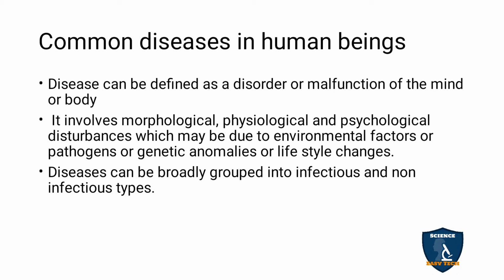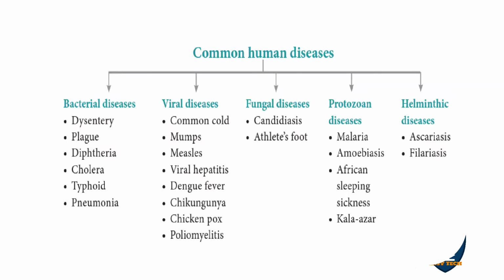Disease can be broadly classified into infectious and non-infectious types. Common human diseases are bacterial disease, viral disease, fungal disease, protozoan disease and helminth disease. Bacterial diseases are dysentery, plague, diphtheria, cholera, typhoid and pneumonia. These are all bacterial diseases, and we will discuss them in later classes.